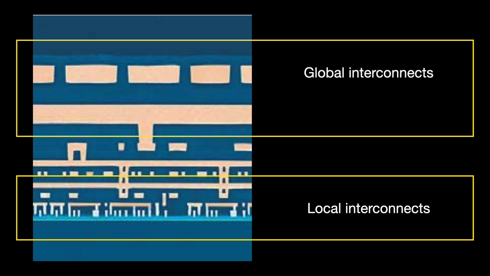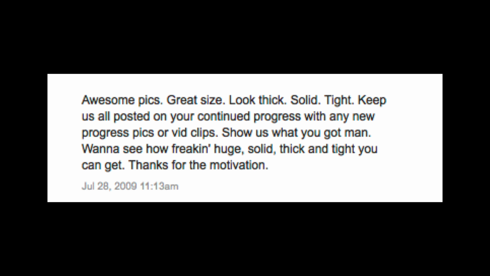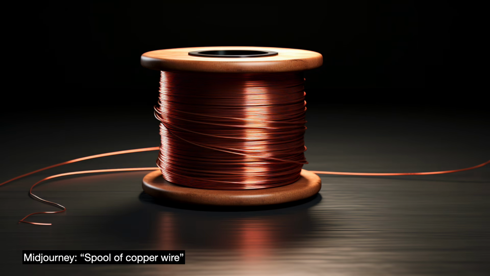They connect distant parts of the chip, delivering important signals like synchronizing clock signals or power to run the transistors. For this reason, they have great size, they look thick, solid, tight. The distance they have to span also means that they must be made from low-resistance metals like aluminum or copper. I was very curious about this.